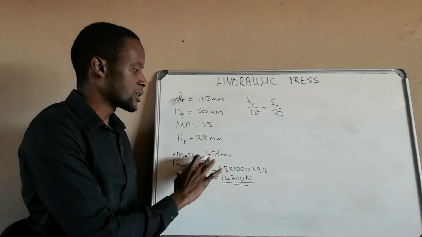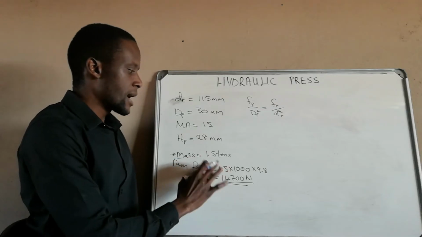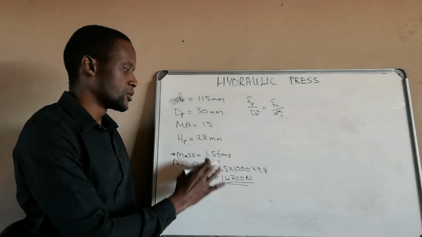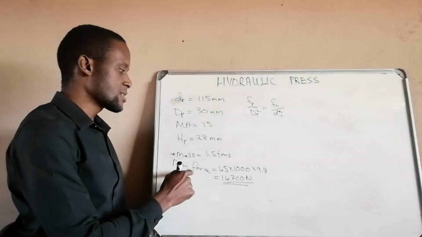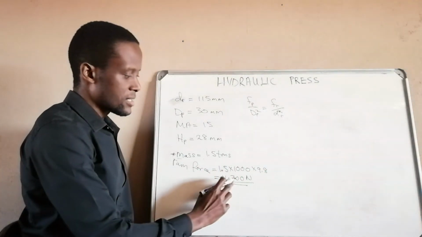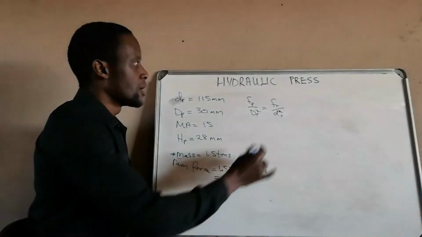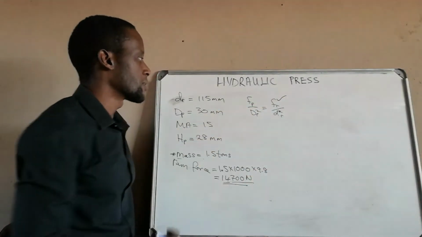So it is important that we change that mass to a weight. You change a mass to a weight by multiplying by 9.8, then it becomes a weight. So this 14,700 is the weight on the ram or the force on the ram.